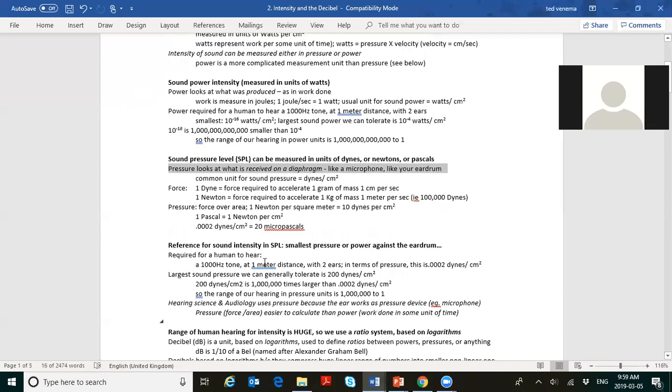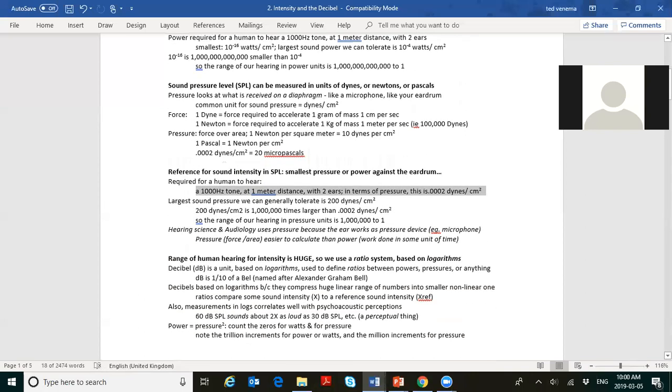So, the softest we can hear, 0.0002 dynes per centimeter squared. And what is that? That's the softest pressure it took to hear a 1,000 hertz tone at 1 meter distance with 2 ears. In terms of pressure, this is 0.0002 dynes per centimeter squared against your eardrum. That's the pressure against your eardrum.